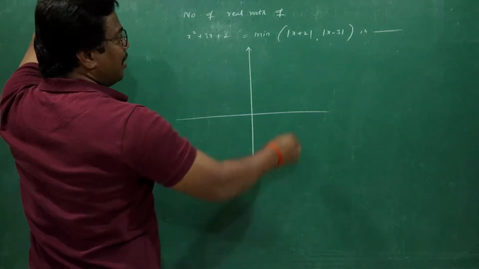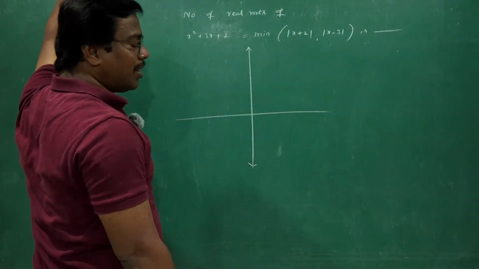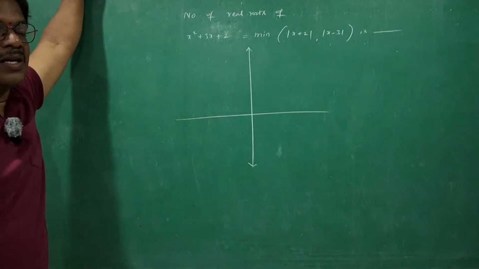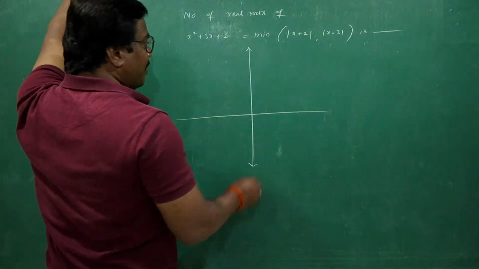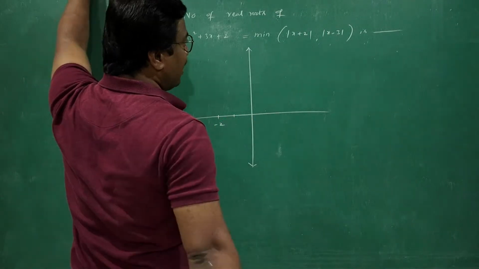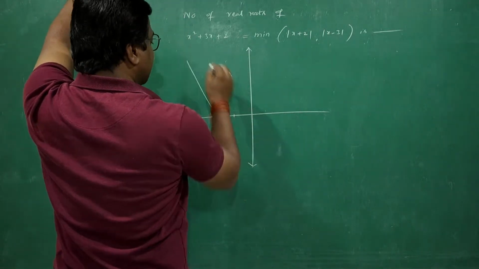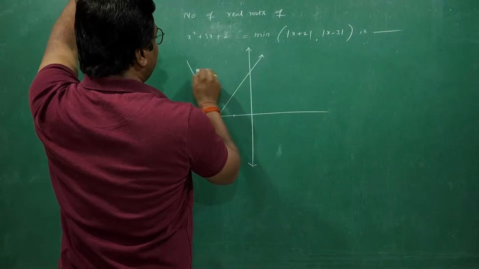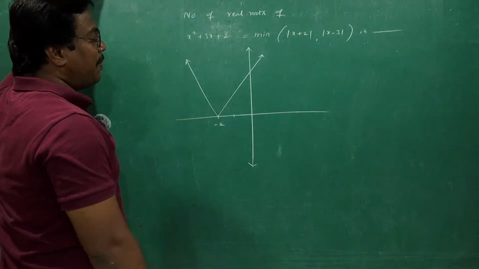First I am going to draw the mod x plus 2 graph. Mod x plus 2 graph is a V-shaped graph. It has a sharp edge at minus 2. Yes, this is the graph, a V-shaped graph with a sharp edge at minus 2.